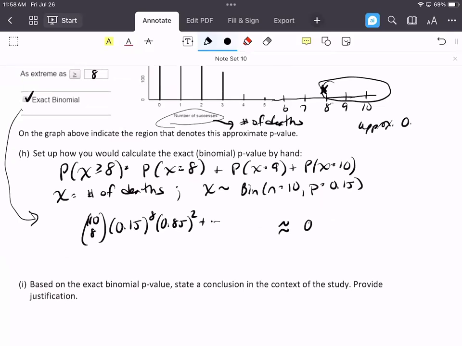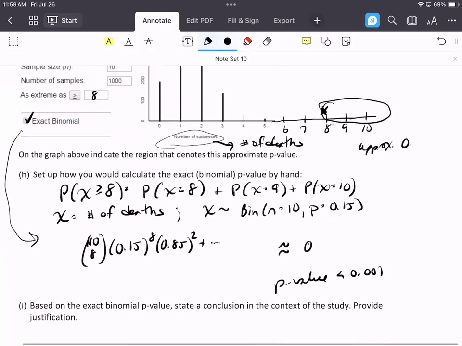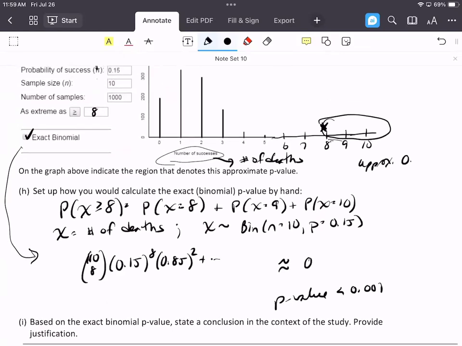Now, we don't say it's exactly 0 because there's still a chance it could happen. So when we say approximately 0, we're going to say that the p-value is less than 0.001. That's telling me it's really tiny. Could it happen? The answer is yes, it could happen. So we don't want to say it's 0. We only would say 0 if there was no possibility at all that it ever could happen.